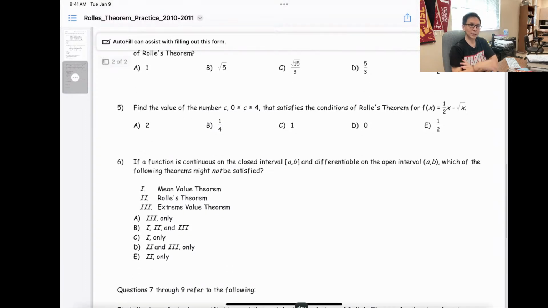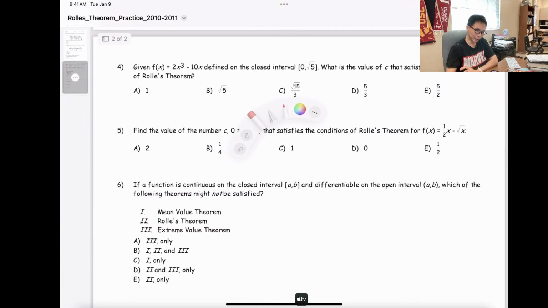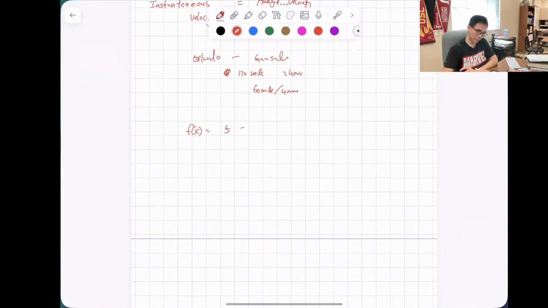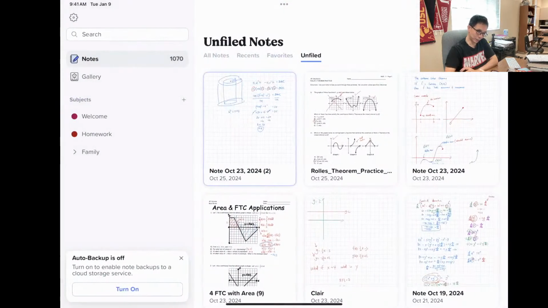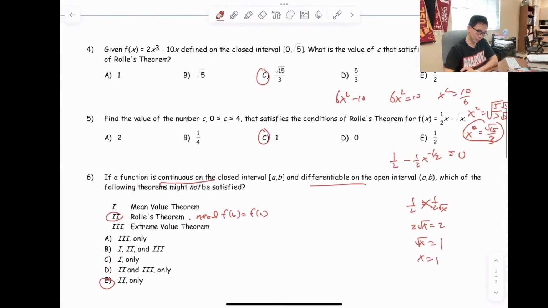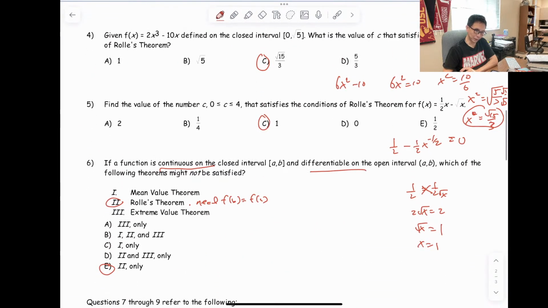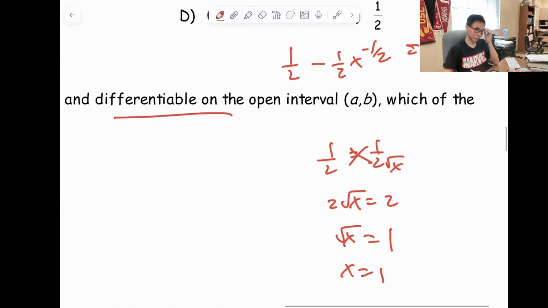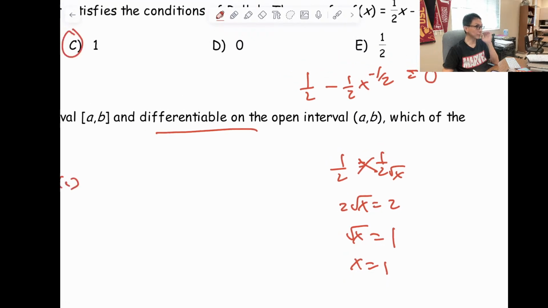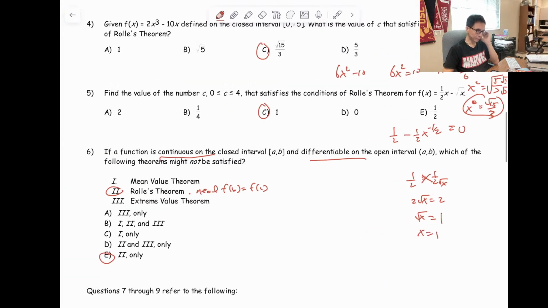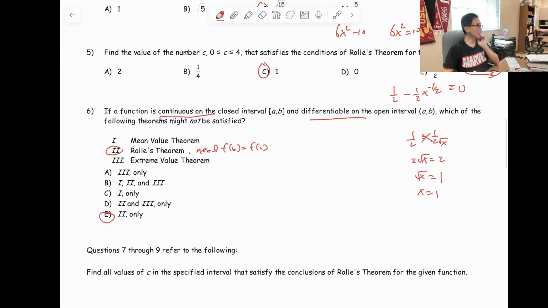Number 5, I'm gonna take a derivative. This one's pretty cool. I'm just gonna do it for you. For this one, I'm gonna take a derivative, set it equal to 0, and cross multiply, and then x is equal to 1. Did you guys get that? Okay, number 6. The answer is E.